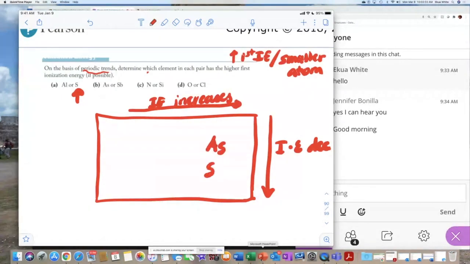AS and SB. They want higher. So if we're going down, the size is getting bigger and the ionization energy is decreasing. So we want the opposite, which is the one that's further up, which is smaller, right? That should be AS. Okay, what about N and SI?